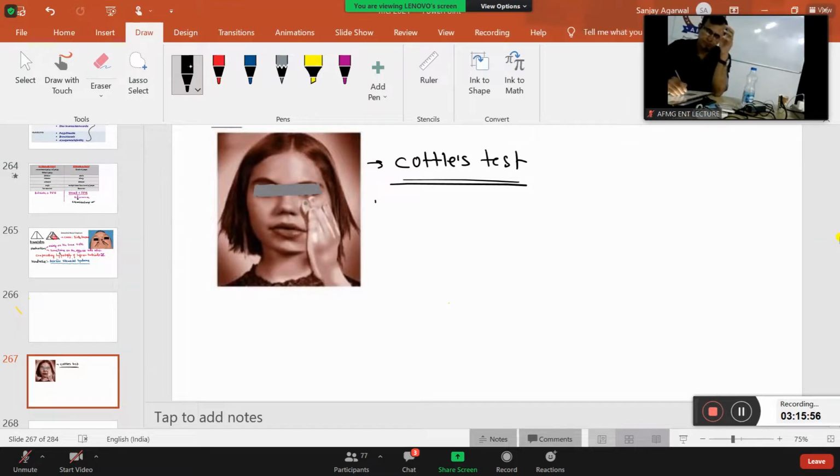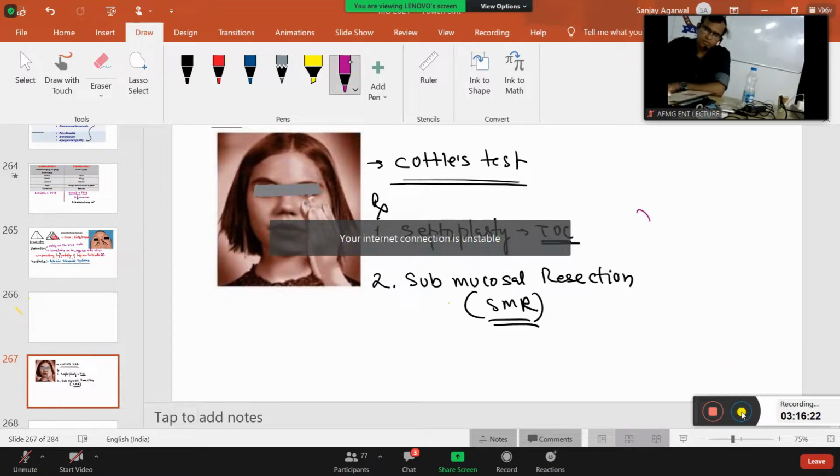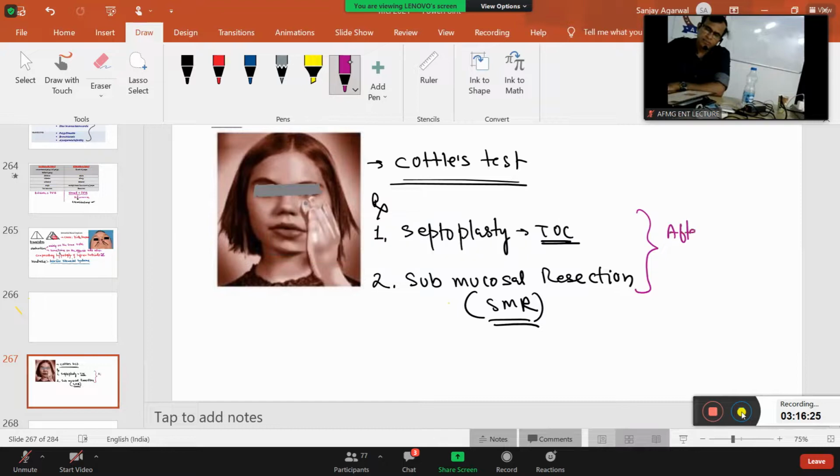Treatment. There are two surgical options we have. The surgery of choice is septoplasty, and the second option is submucosal resection, in short SMR. They are done after 17 years. We don't do this surgery in a child whose age is less than 17 years.